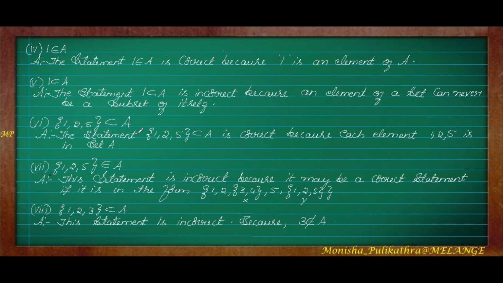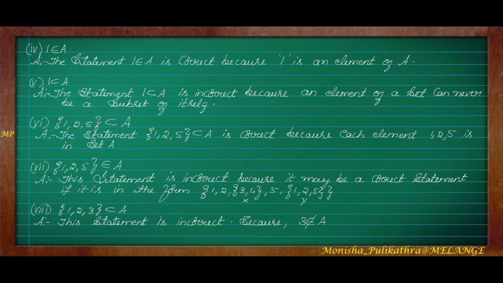Here a little bit tricky question is there. So {1, 2, 5} is a subset of A. This statement is correct. How? Because each of the elements 1, 2, 5 is in set A. But here, 1, 2, 5 belongs to A is incorrect. Why? Because in the case of only one element, if they ask you if it belongs to, then it is correct, and if it is a subset, it is wrong.